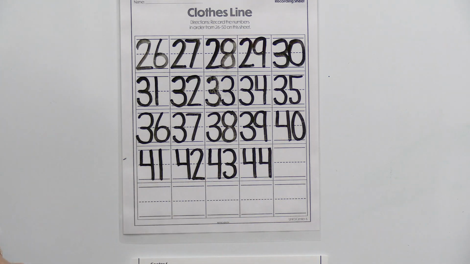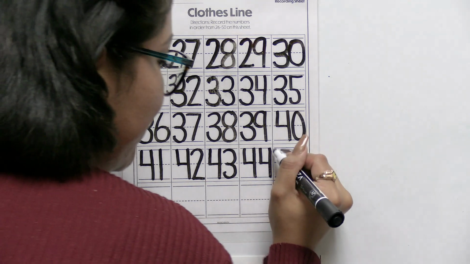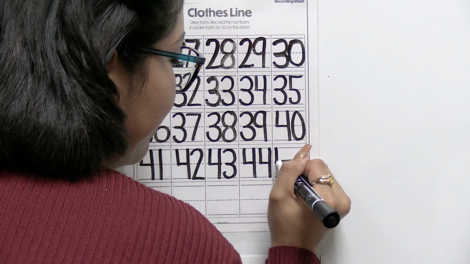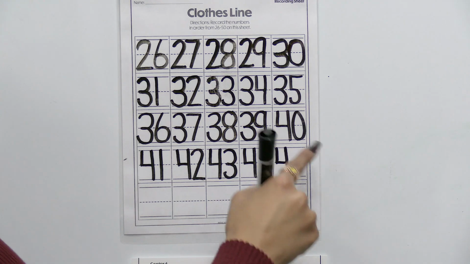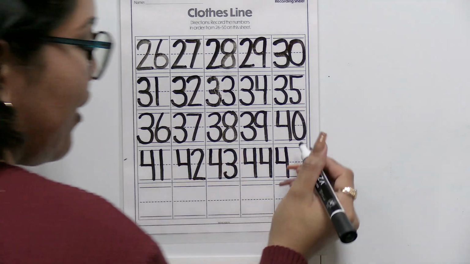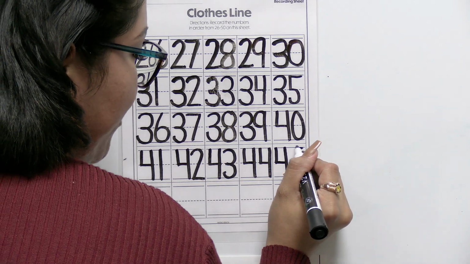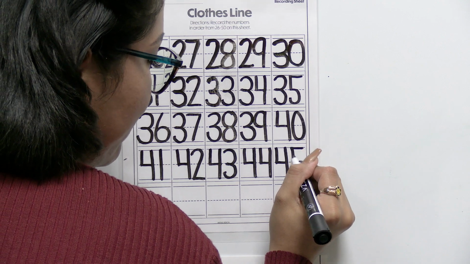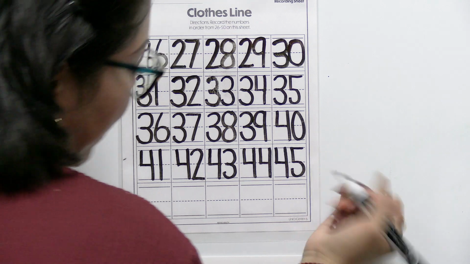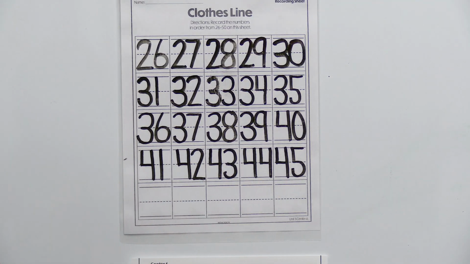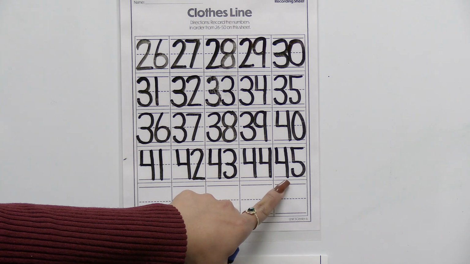Okay, so 45 is next. So let's write the number 45. So starting with the number 4, write your number 4. And then we'll write the number 5. So we'll start at the top, go across, stop, and then come down, stop at the dotted line, and then loop to the bottom. 45.